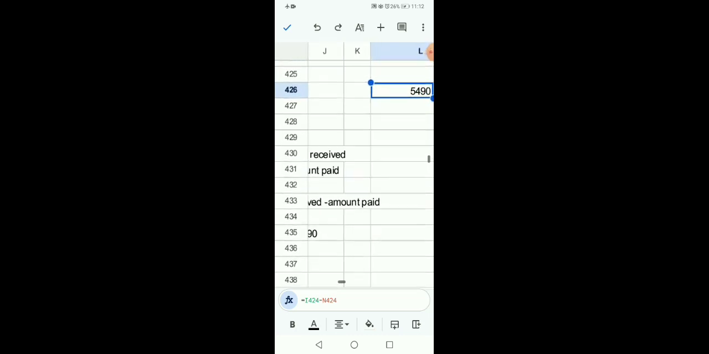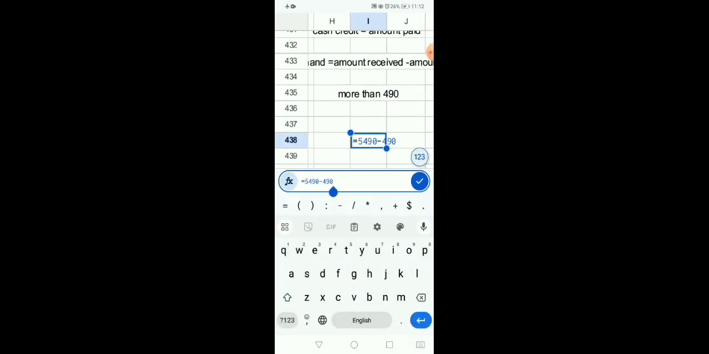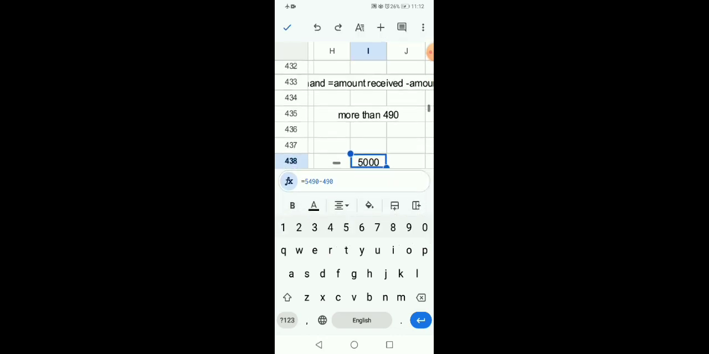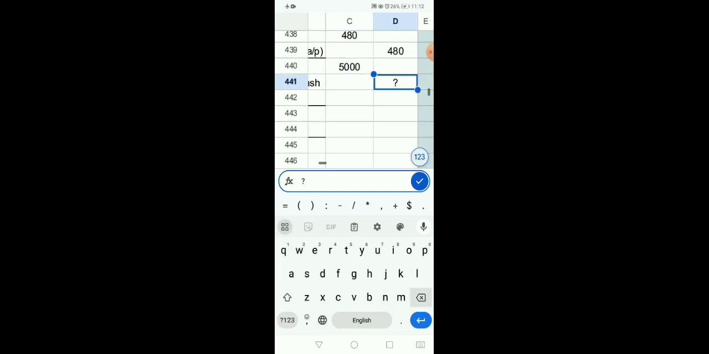And now we were supposed to see how much amount is more than 490. So we have subtracted 490 out of total cash in hand, and thus we have got 5000, which is actually the amount which is more than 490. So here is the time when we will replace the question mark with 5000. 5000 is the amount which is more than 490. So the same amount we are supposed to write on the credit side.